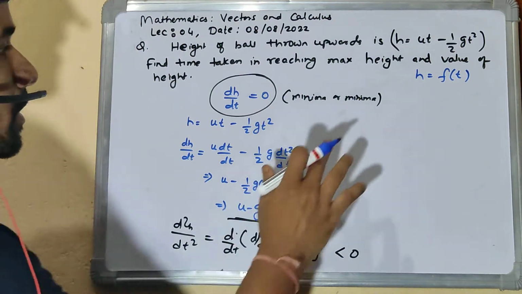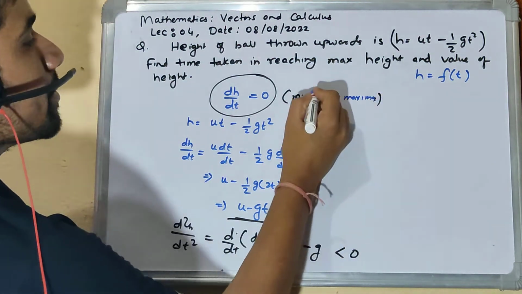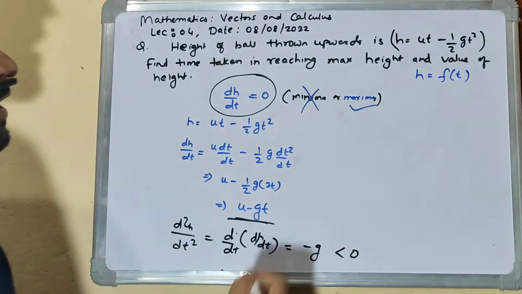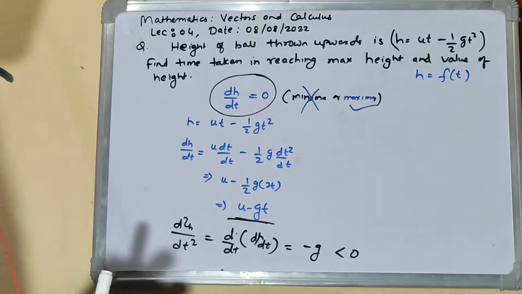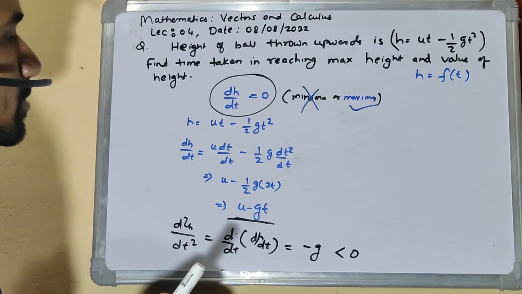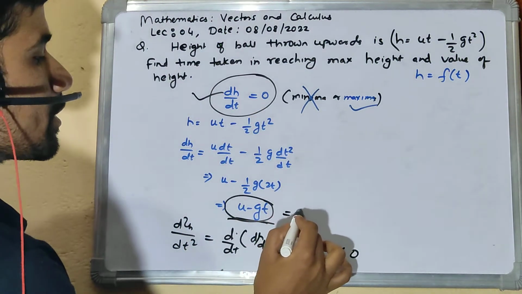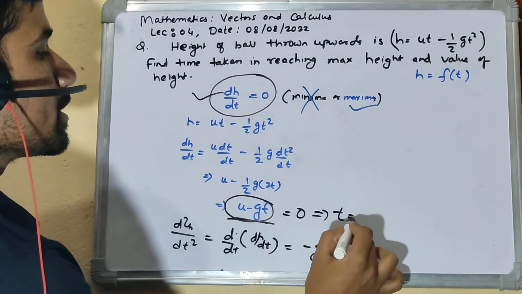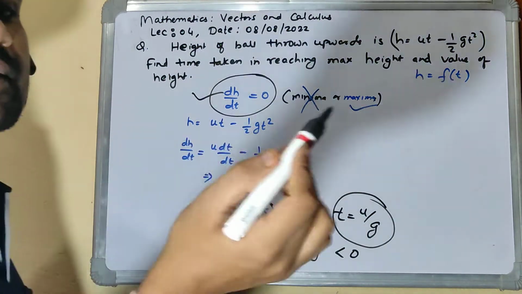So this is maxima, so the minima is now cancelled out. We are finding the maxima because we have found d2h by dt square, which is negative, right? So to find maxima now, I need to equate this to 0. So u minus gt equals 0, and t will become u by g. So at this particular time, the object will attain the maximum height.